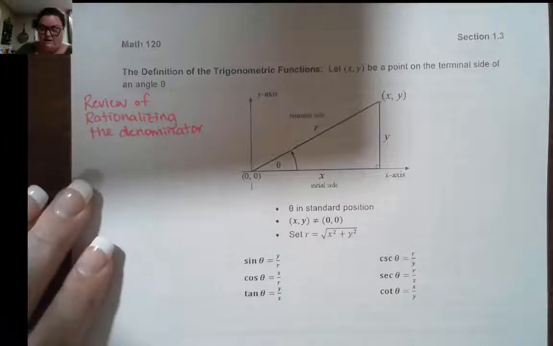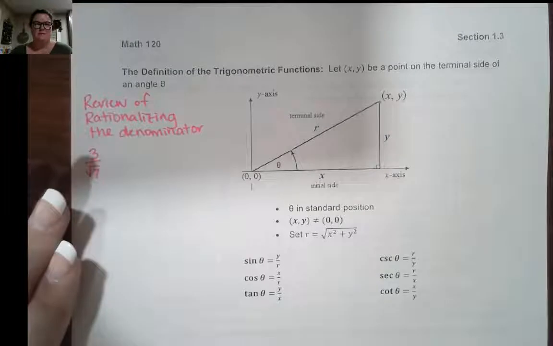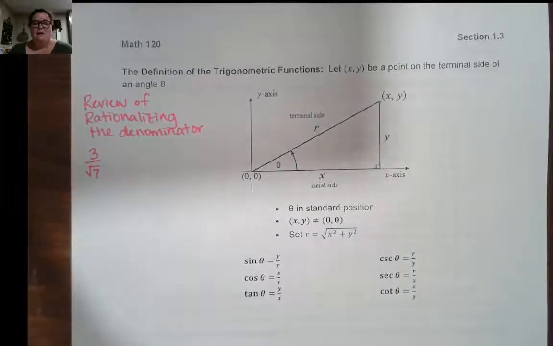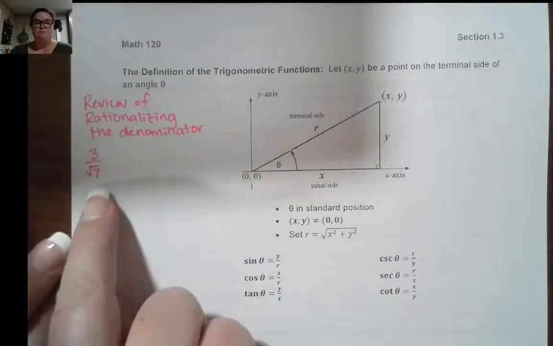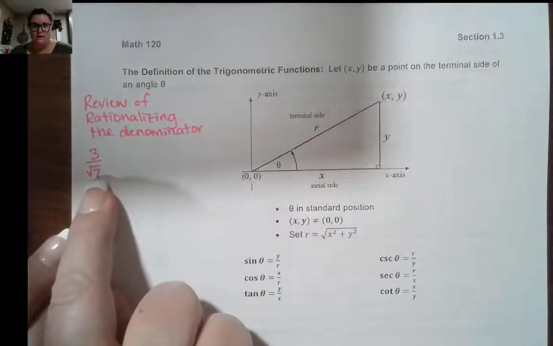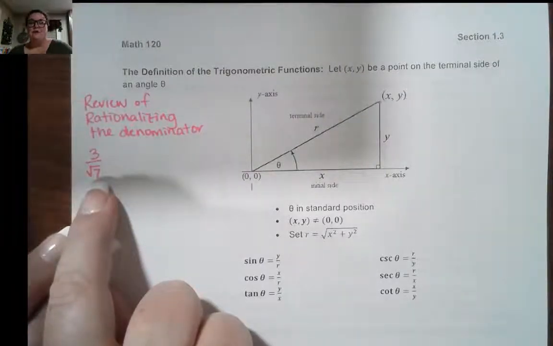So let's say you end up with something like 3 over the square root of 7. In MyMathLab, if you enter it like that, it'll say that it's not fully simplified because there's a radical in the denominator. So what we want to do is multiply by a form of 1 that will cause this radical to simplify. In other words, it's a square root, so I need a perfect square under it. Instead of a 7, it would be really nice if that was a 49, right? Because the square root of 49 would just equal 7.